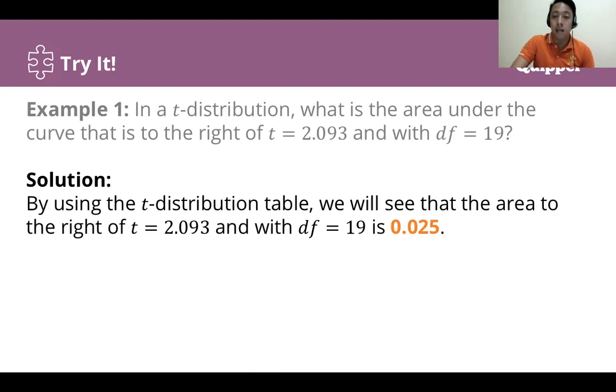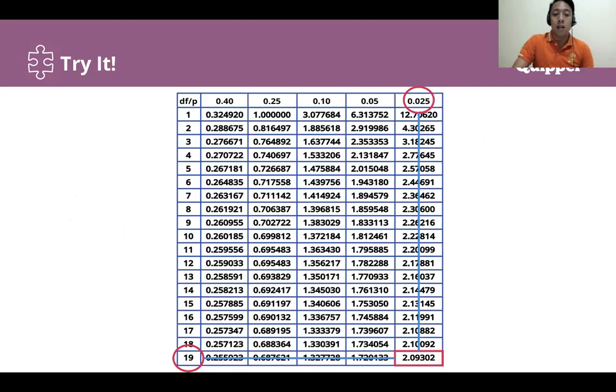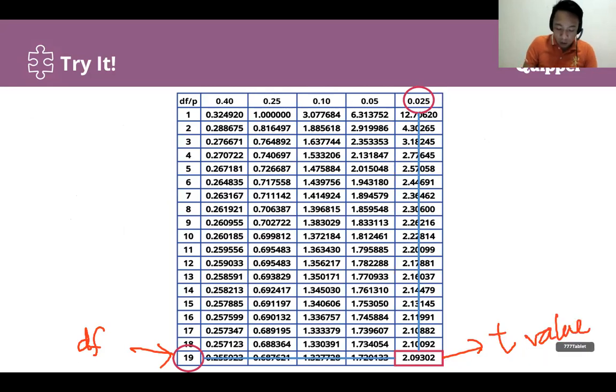Let us first see the T table. Ayan. So, we have 19 as our DF. Right? And we have here our T, or the T value. So, madali lang siyang gawin. So, pagtapatin mo lang na ganyan. And ano yung katapat ng ating T-table? Sa taas. So, this will be our answer.